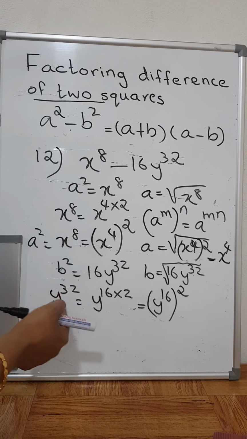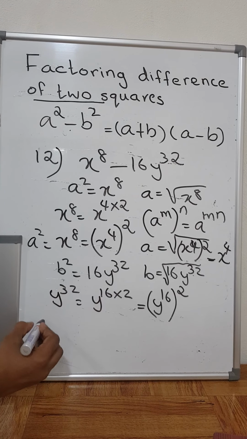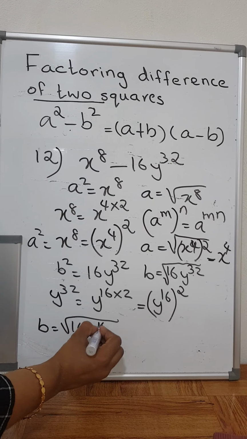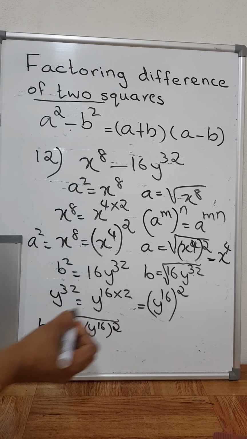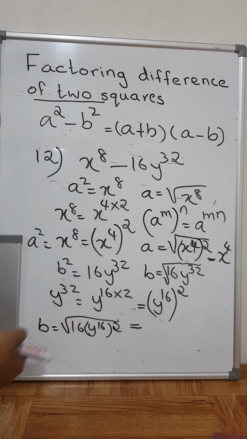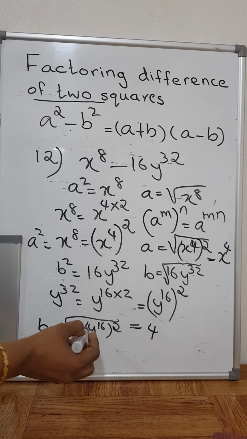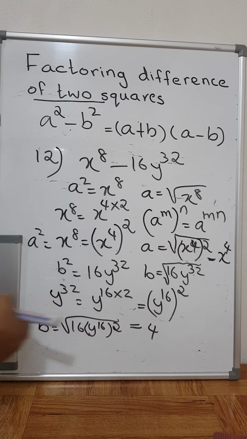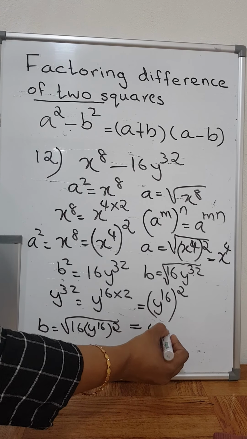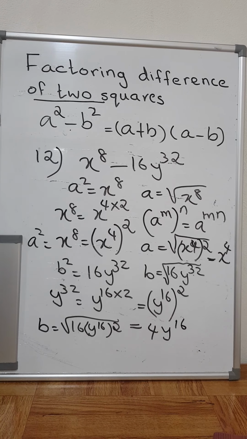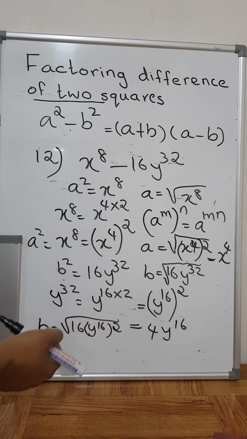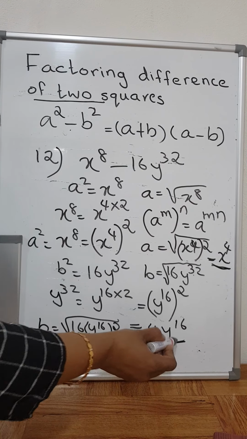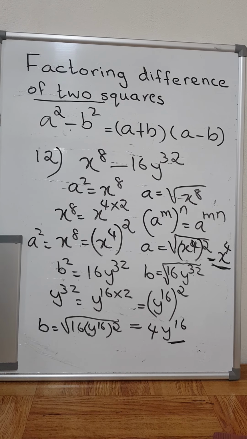So b will be the root of 16 times (y to the power 16) the whole square. Root of 16 is 4. The square and root will be cancelled out. So root of (y to the power 16) the whole square will be y to the power 16 only. So you got a and b. How much is a? a is here x to the power 4. b is here 4y to the power 16.